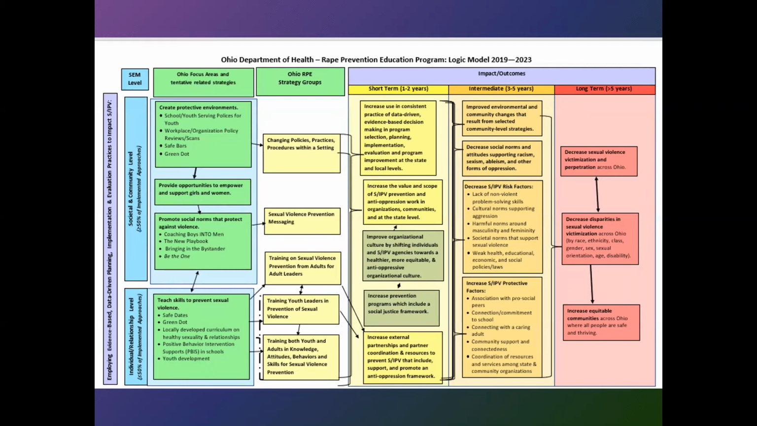Moving to the blue box, this identifies the levels of the social ecological model we are working on. Next, the green boxes. These boxes show the PPPs. Locally funded RPE programs have been selected related to these strategies. The last 3 columns or boxes are devoted to outcome evaluation: short-term, intermediate, and long-term.